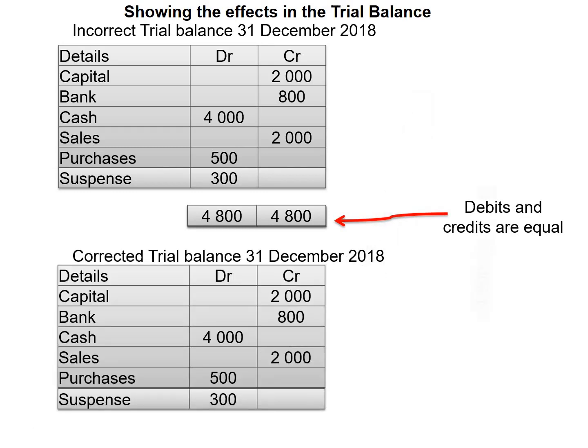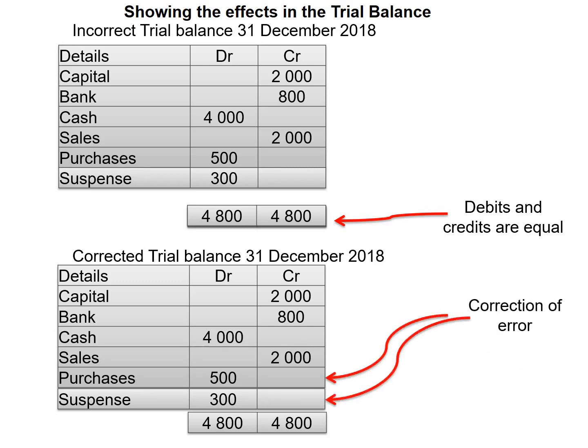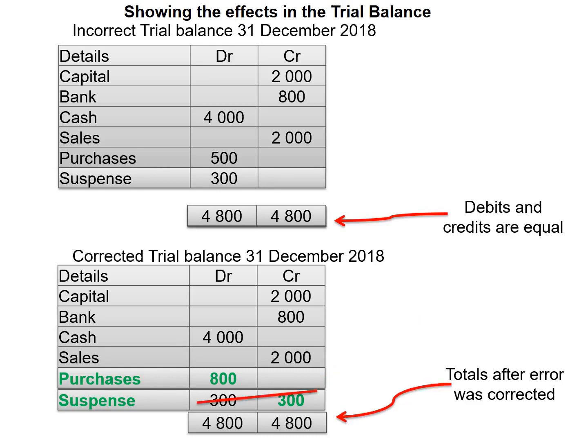Now if we have a look at our corrected trial balance, we would first need to correct our errors, and our errors is on the purchases and suspense account. So we credited our suspense account. This will bring our suspense account's balance to 0, and then we debited our purchases account with $300, which brings the purchases account to $800. When opening up a suspense account, it is a temporary account, and then after you have corrected the error, the suspense account must then return to 0.